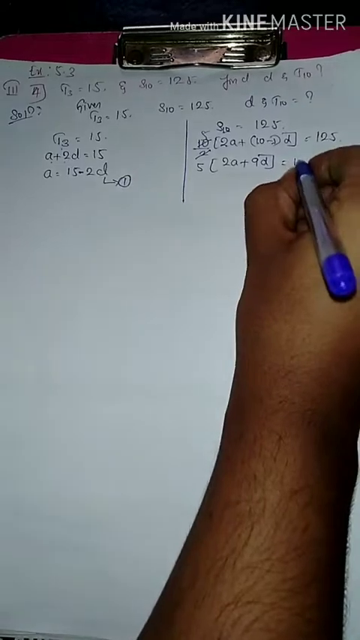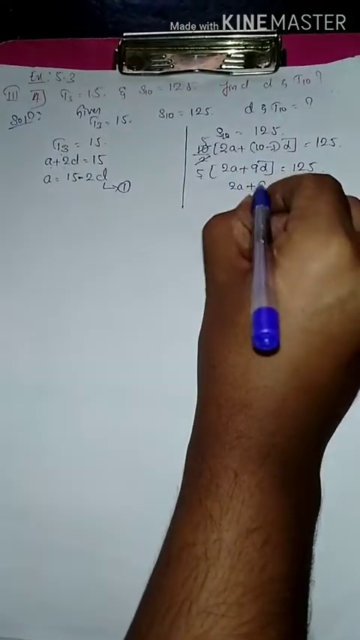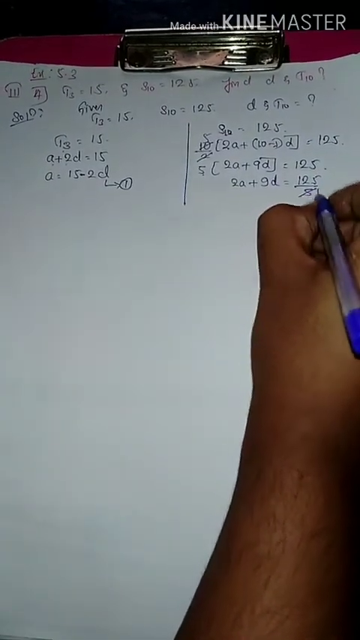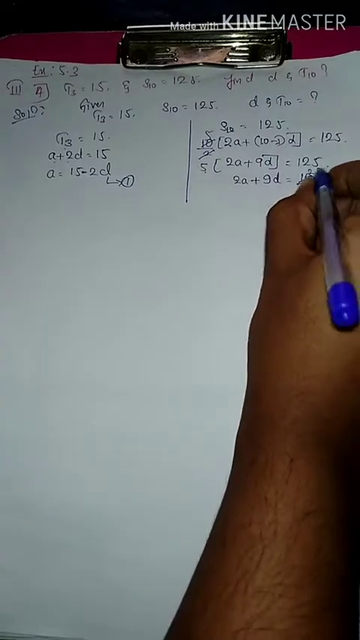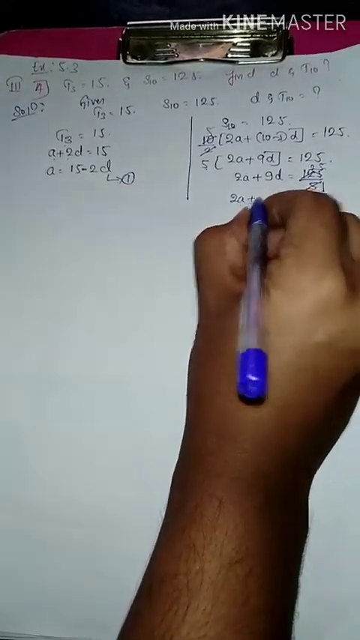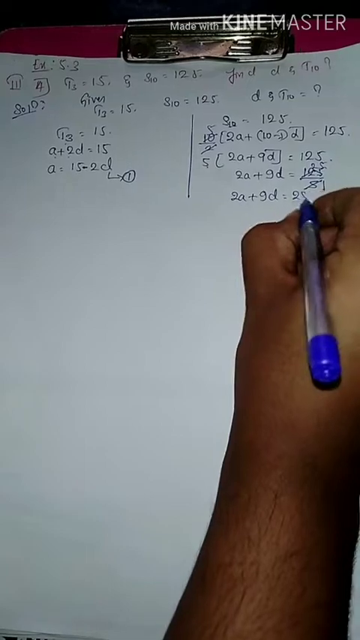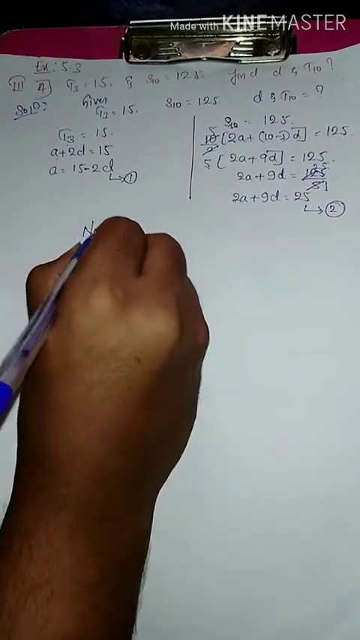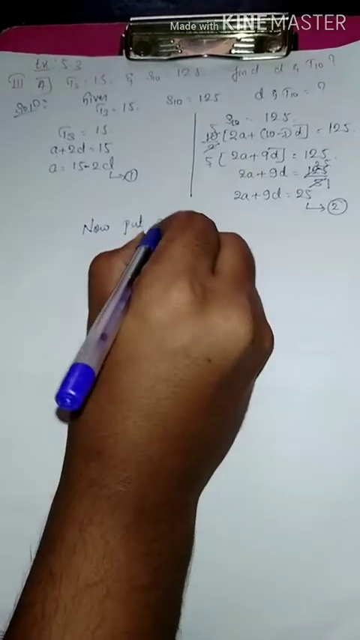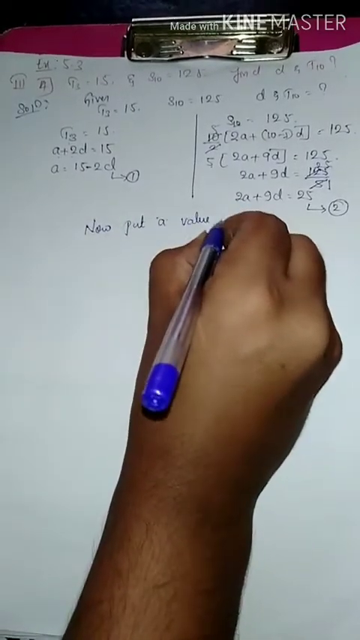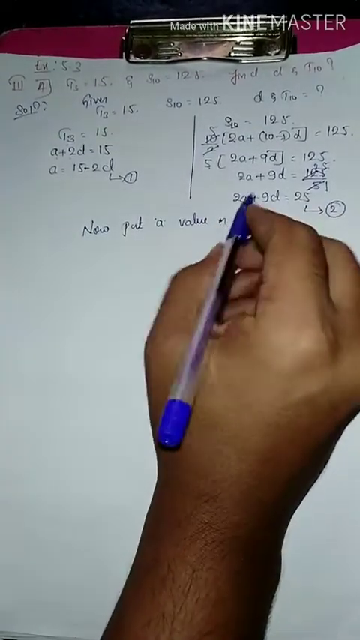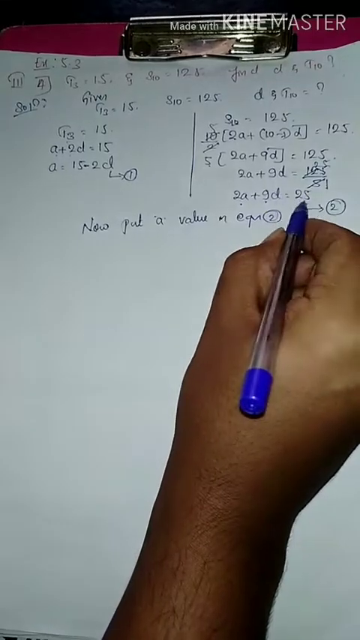is equal to 125. Now 5 moves to right hand side, becomes division. 2A plus 9D is equal to 125 divided by 5. 5 ones are 5, 5 twos are 10, 5 fives are 25. So 2A plus 9D is equal to 25. Called equation number 2. Now put the value of A in equation number 2. See here, the equation number 2 is 2A plus 9D is equal to 25.